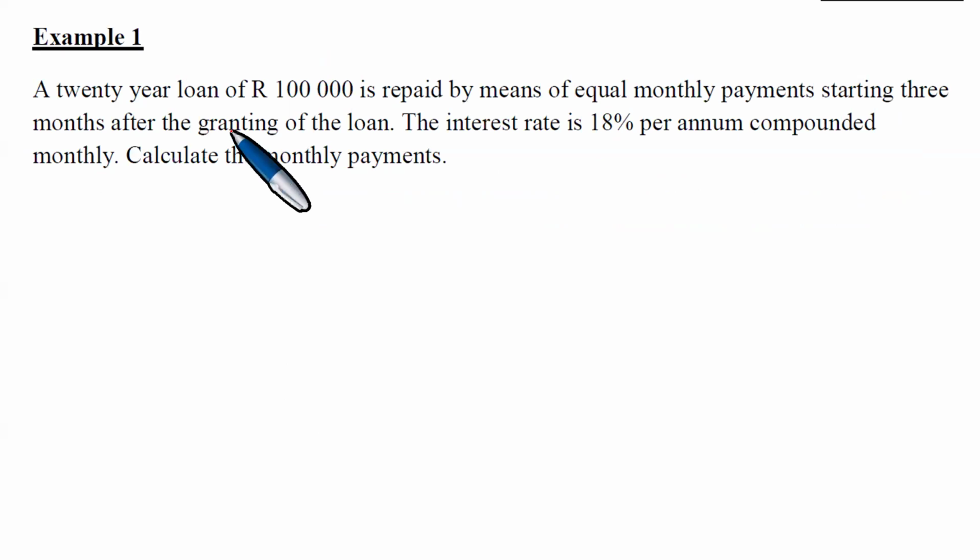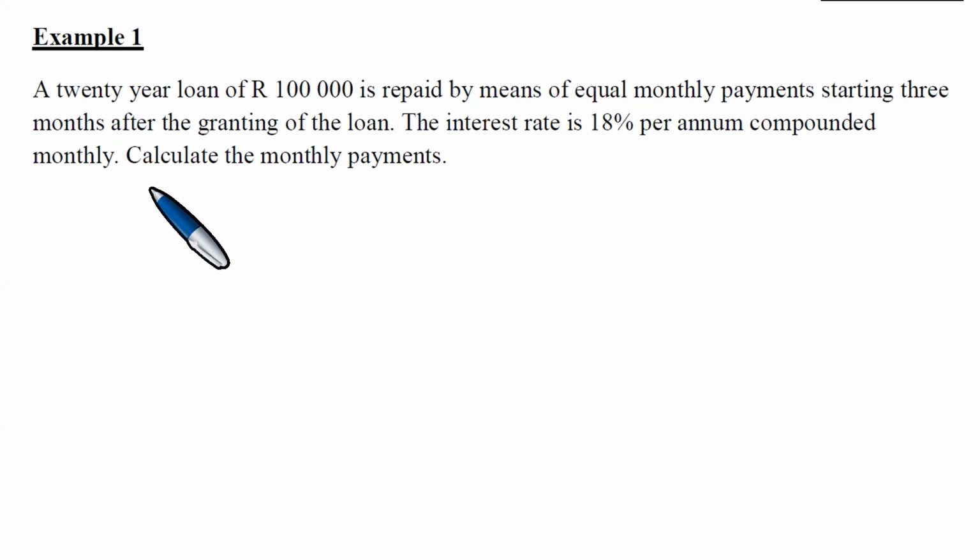A 20-year loan of 100,000 is repaid by means of equal monthly payments starting 3 months after the granting of the loan. The interest rate is 18% per annum compounded monthly. Calculate the monthly payments.